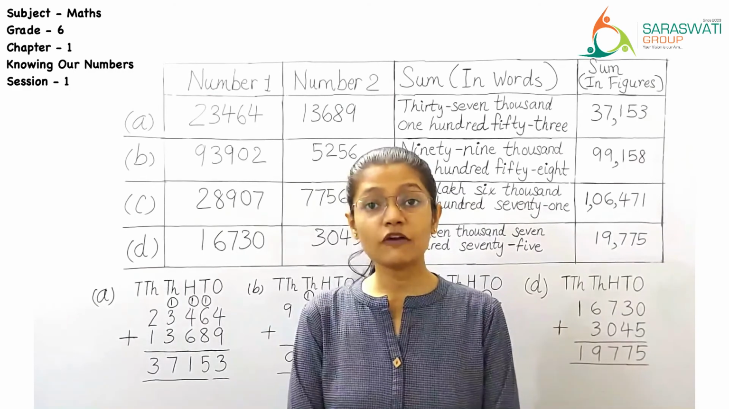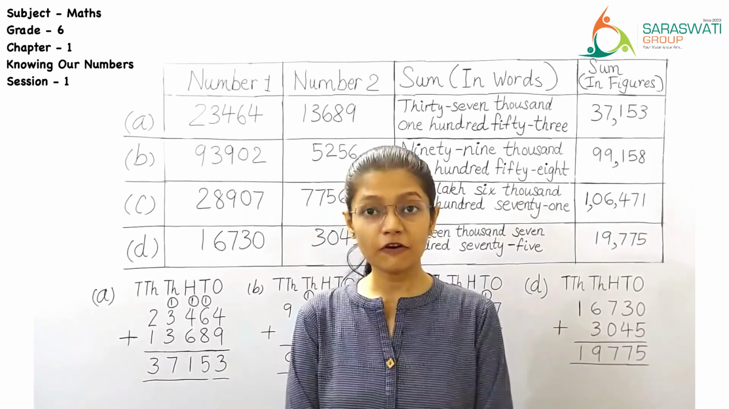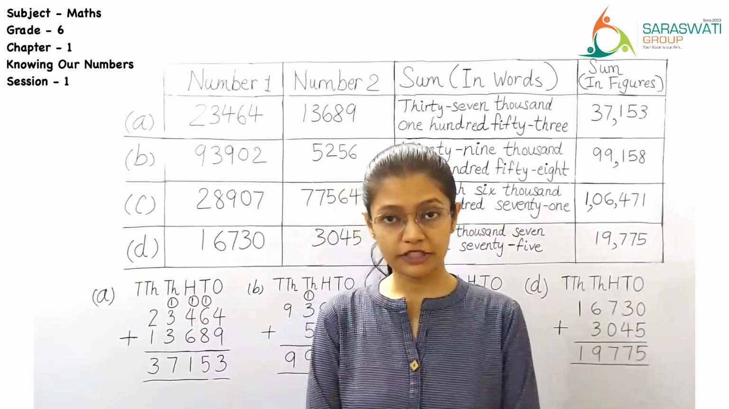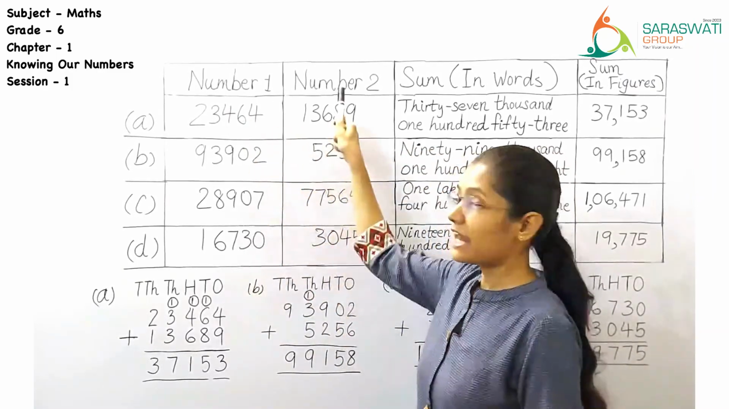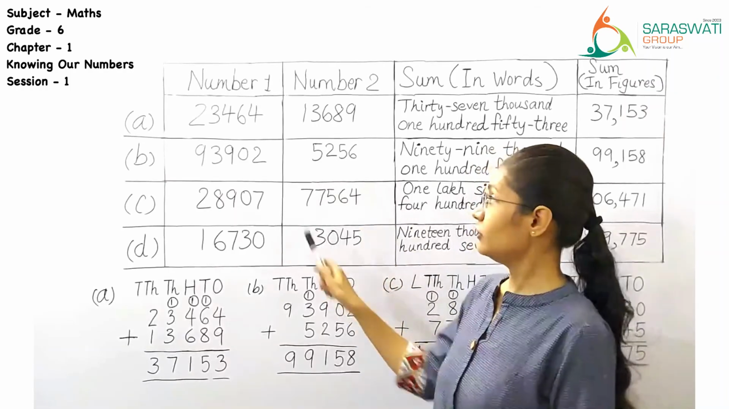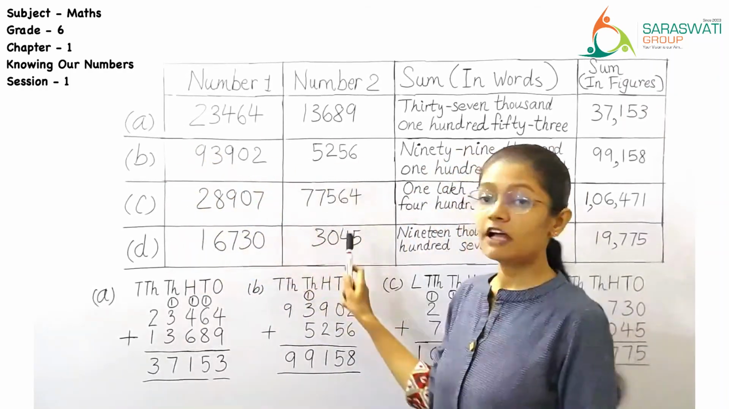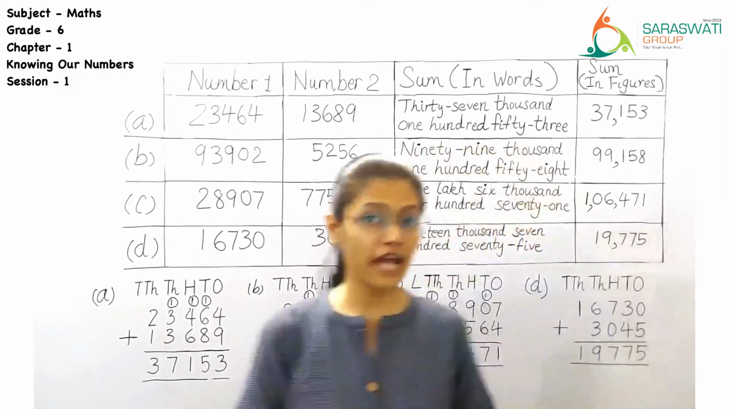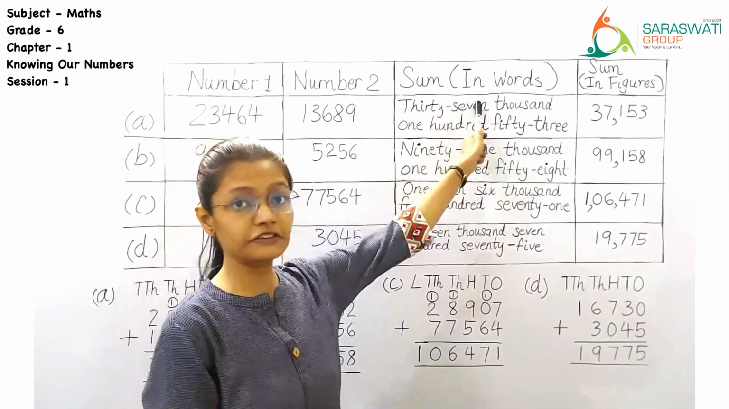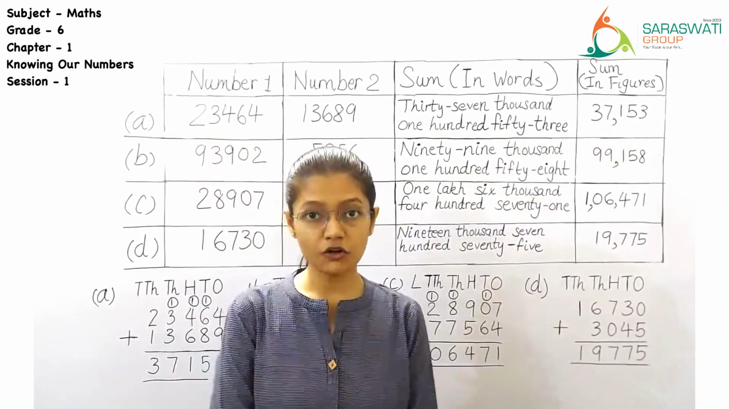So students, we have gone through the important terms of this chapter. Now let us perform some addition operations. Over here we are given 2 columns, number 1 and number 2, and we are given 4 pairs, A, B, C, D. 4 pairs of numbers. We have to carry out their addition and we have to write their sum in words and in figures. So let us carry out the addition operation.